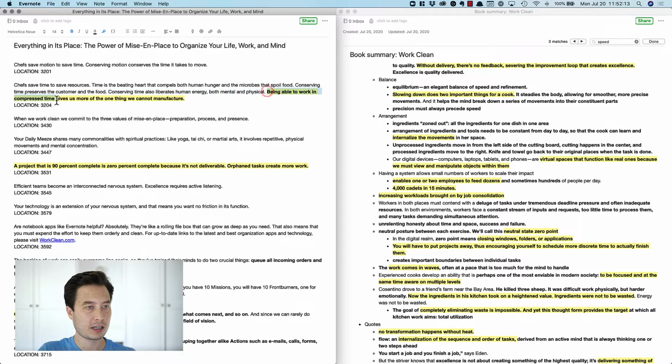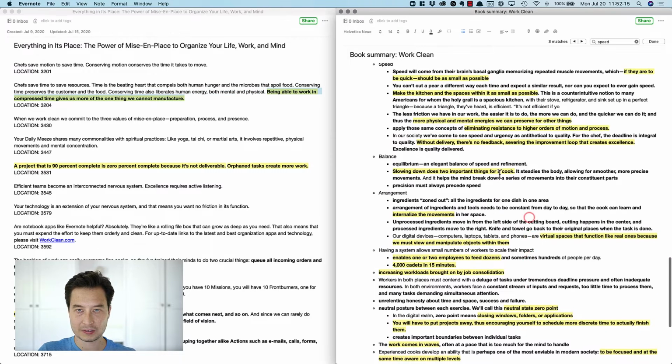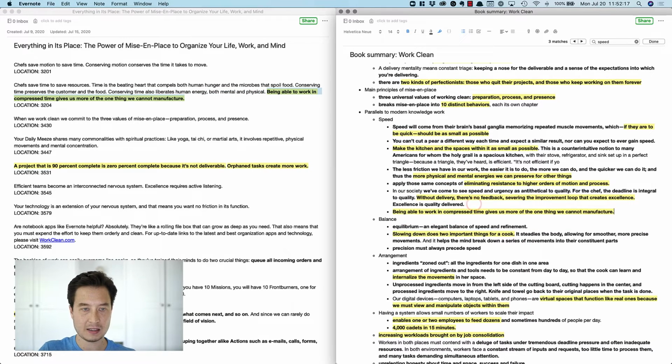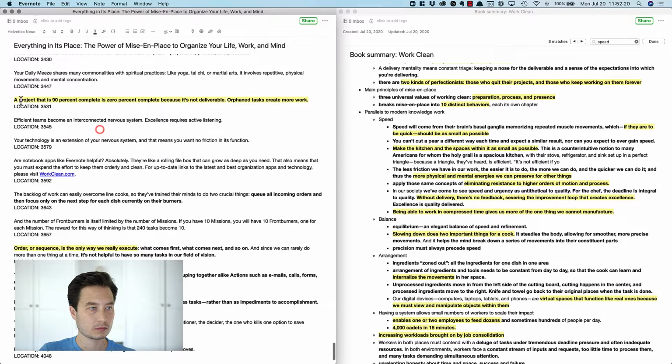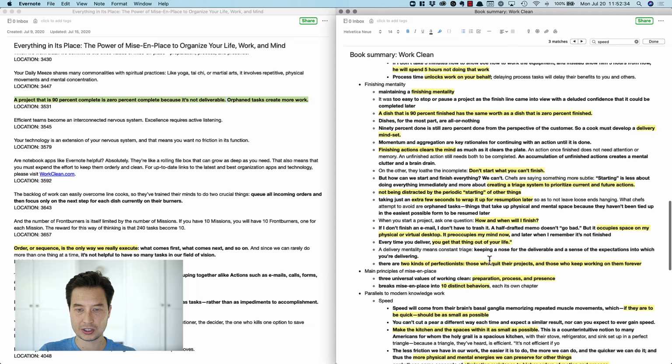Being able to work in compressed time is a different way of saying speed. Okay, here's the whole thing about the finishing mentality, that a task or a project that is 90% complete is actually 0% complete. So we can put that under the part about finishing.